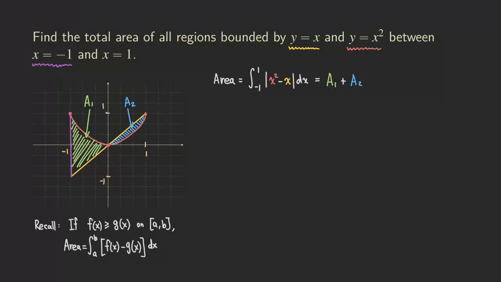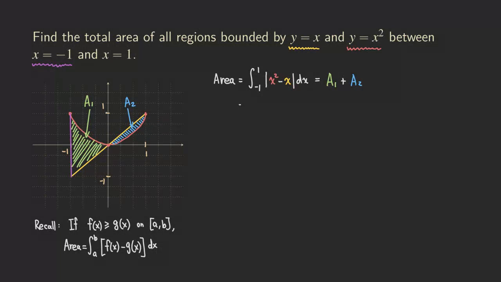And of course, we have to assume that f and g, by writing this, must both be continuous on this interval. Okay, so that's what we do here. And then we can use that idea to set up the integral for A1 and A2.